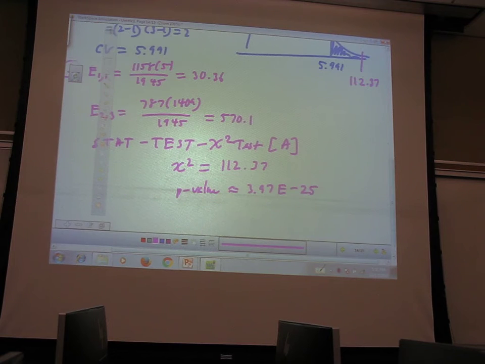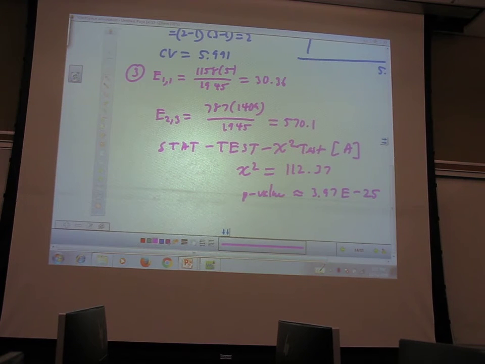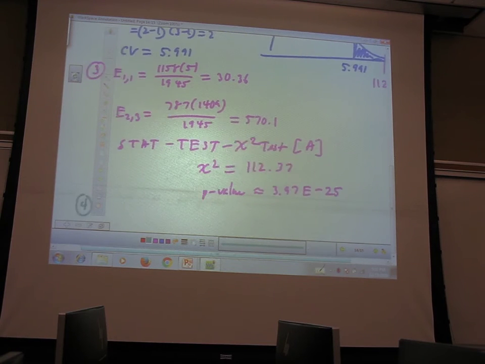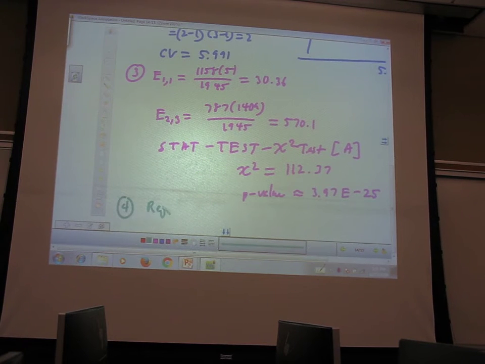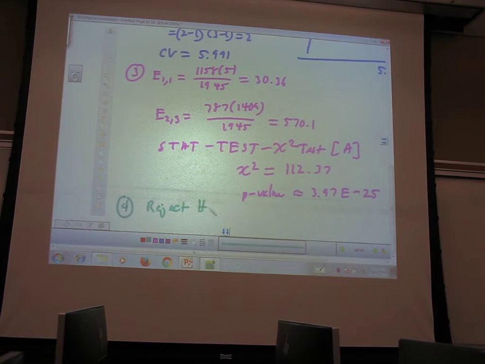And then step 4 is going to be what? You reject. Reject H naught. It's totally in that area. Totally obliterate H naught. Obliterate it.